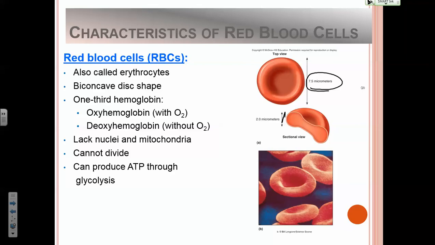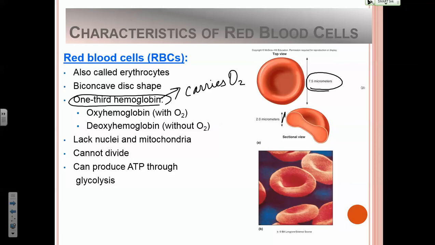The most abundant chemical inside the red blood cell is hemoglobin. So 1/3 of the volume of a red blood cell is nothing but hemoglobin molecules. And the role of hemoglobin, the biggest role, is that's where oxygen binds. So hemoglobin is the part that carries oxygen.